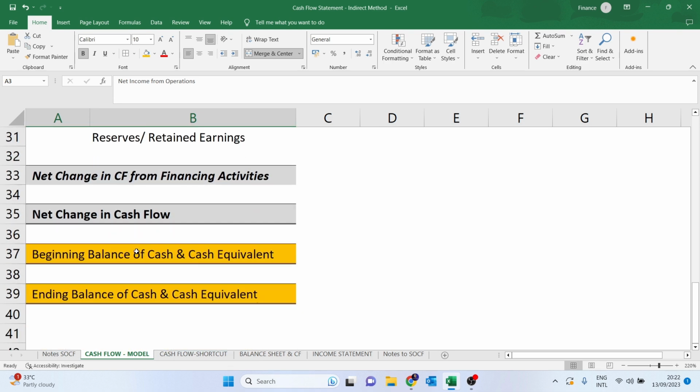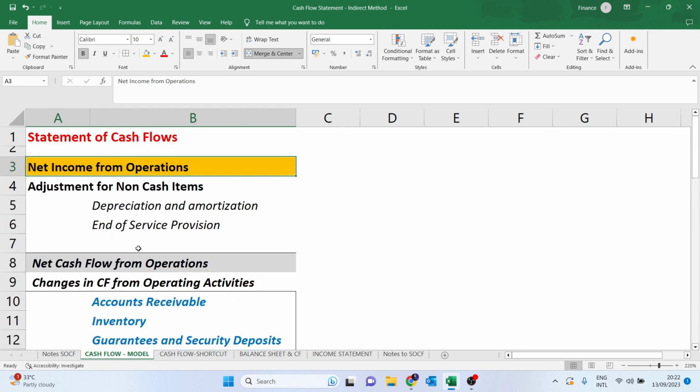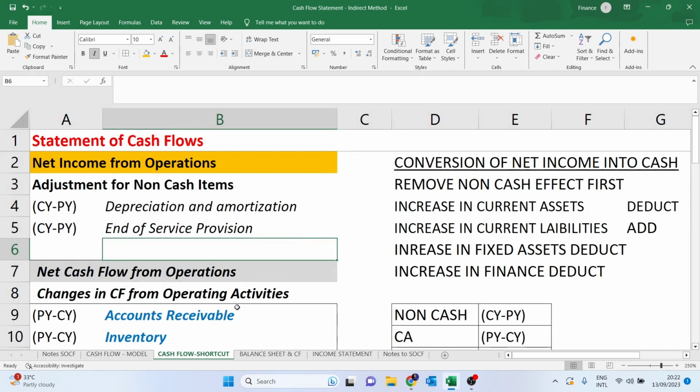Before explaining anything, I will show you a fast shortcut method, how to prepare a cash flow. For preparing a cash flow, we need a balance sheet with a comparative number. You know comparative number, yeah? All of you know comparative number. If you don't know, comparative number is the past year number. Current year number and past year number is required.